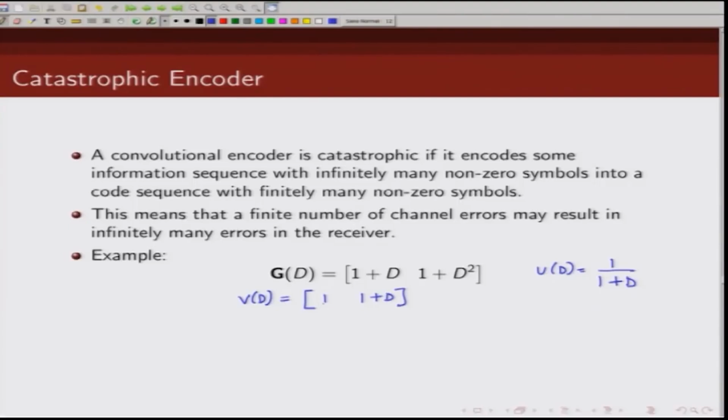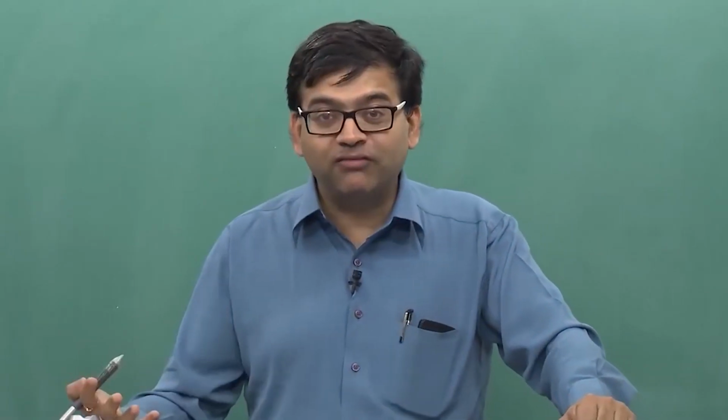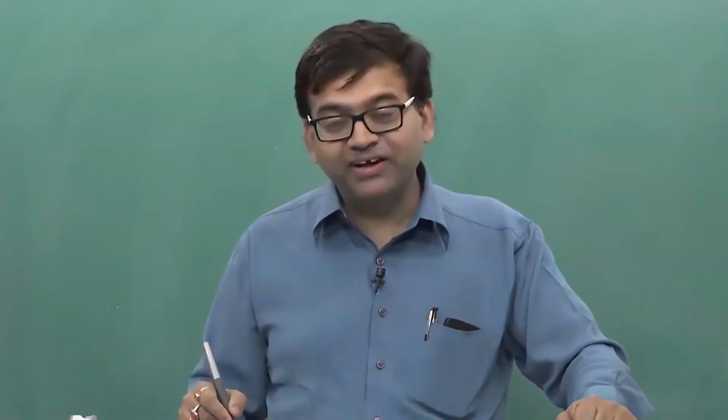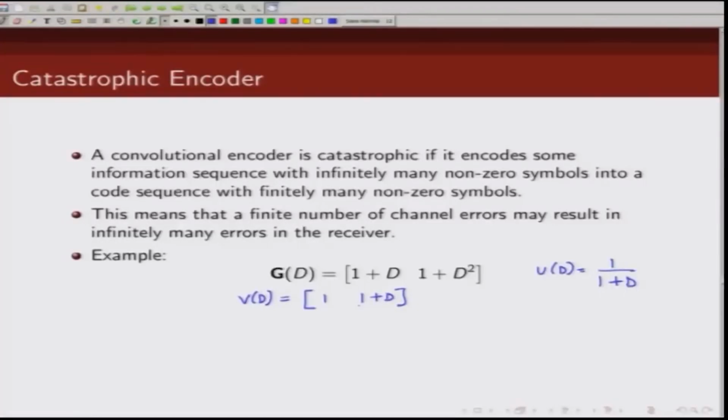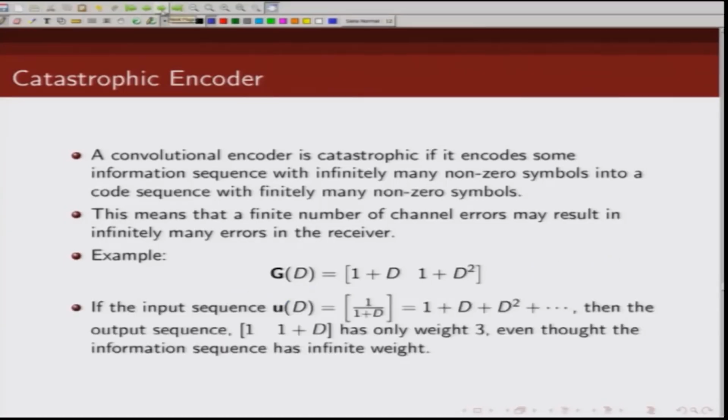What if errors happen in these 3 locations where you had ones? Then the output sequence that the decoder receives will be the all 0 sequence, and the receiver will think that you transmitted the all 0 sequence, whereas the input is the all 1 sequence. So, you can see that in case of a catastrophic encoder, a finite number of errors, in this example only 3 errors, can result in an infinite number of input errors. Okay, this I have explained.